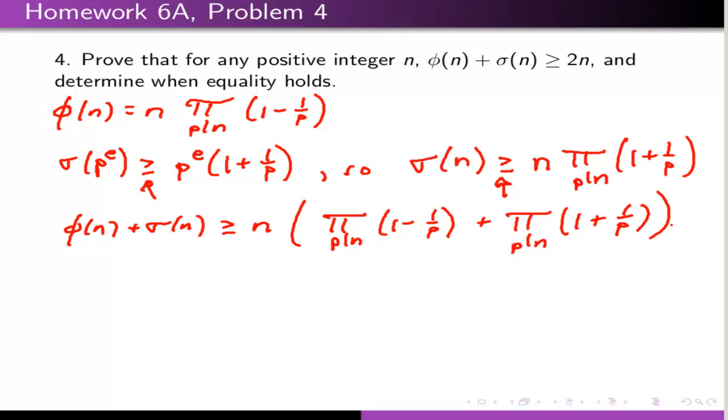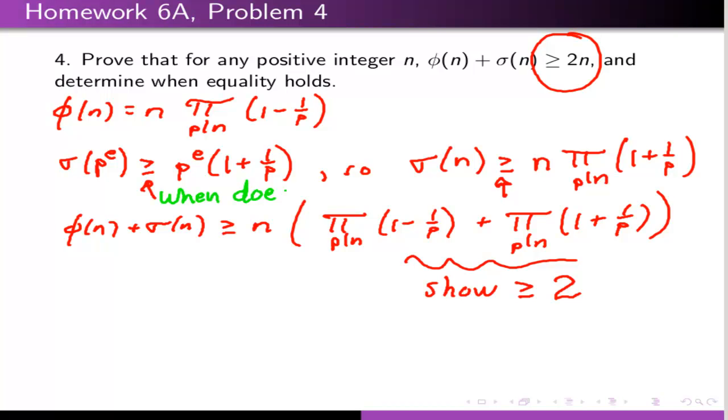So what's your goal then? Your goal is to prove this inequality up here. So we have to show this quantity is greater than or equal to 2 for all values of n. And that's just kind of an algebra problem you can think about and determine when equality holds. So you can ask yourself right here, when does equality hold at that point? Here and therefore at this point.